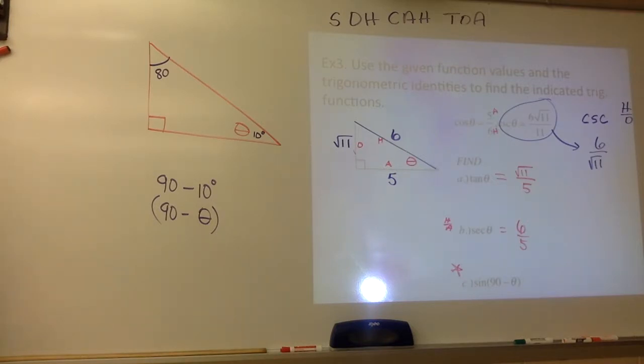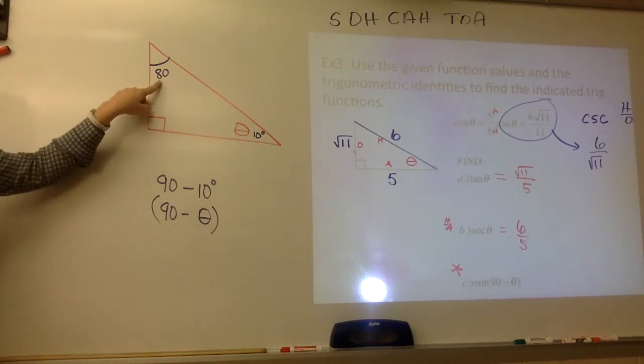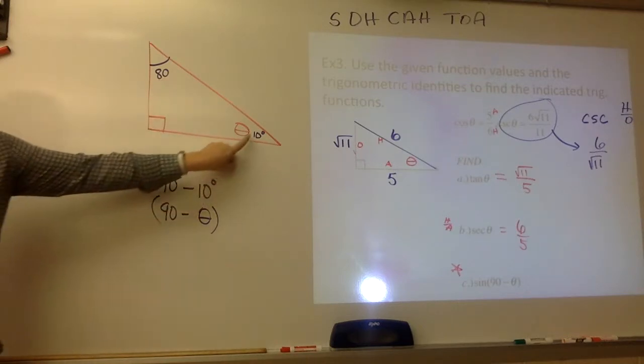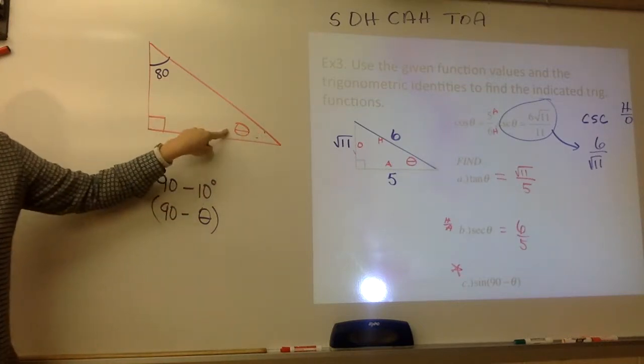Minus theta? Anybody confused on me drawing this up here? 90 minus 10 gave me 80. So 90 minus instead of 10, I'm going to just call it what it is, which is theta.